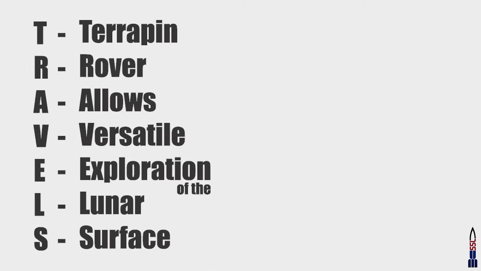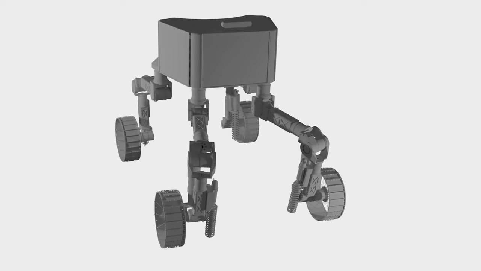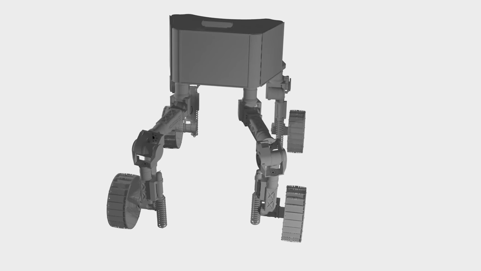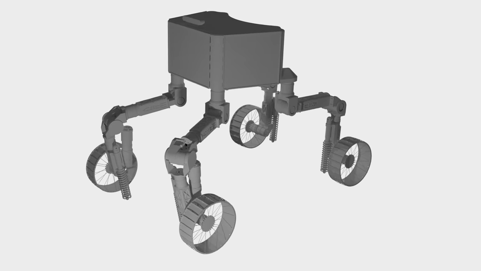Terrapin Rover allows versatile exploration of the lunar surface. Travels was inspired by the need for great flexibility in exploring challenging lunar terrain, such as lava tubes and polar regions.